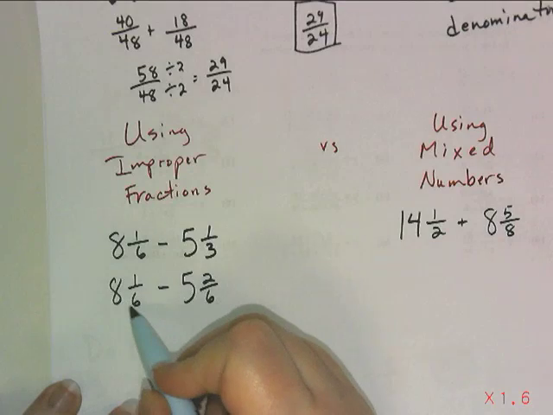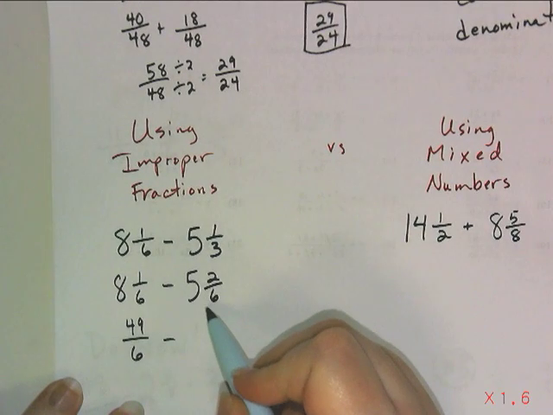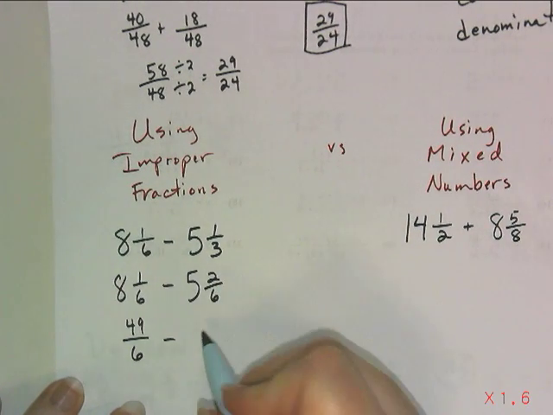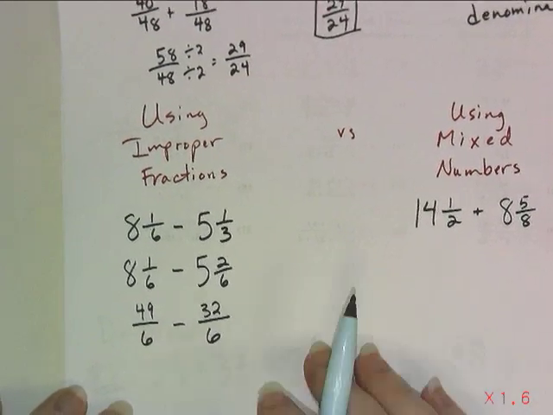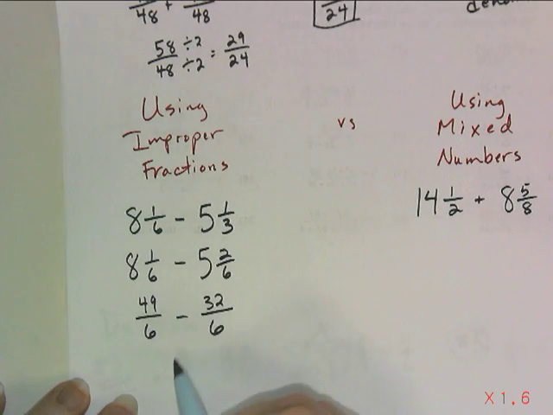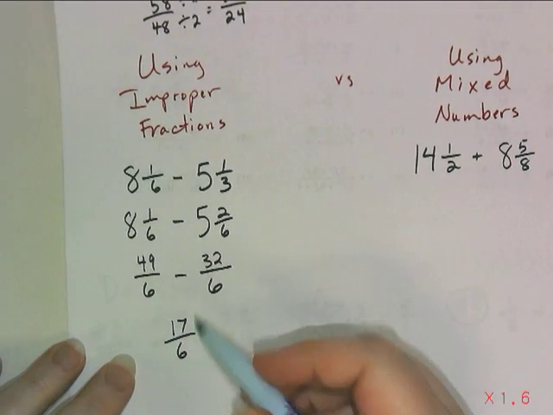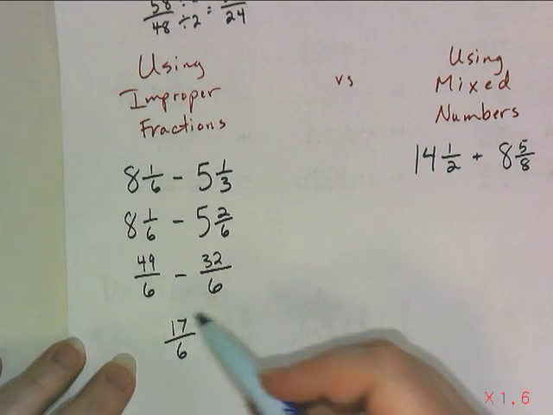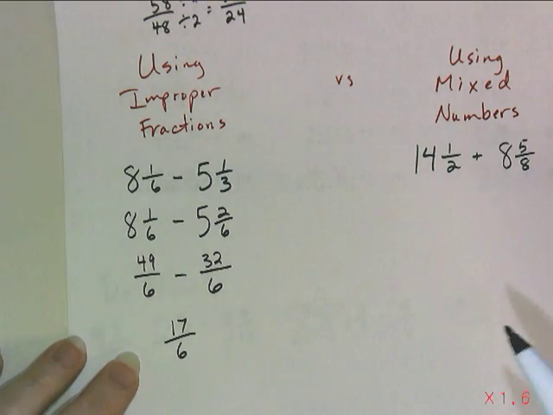8 times 6 is 48, plus 1 is 49. 5 times 6 is 30, plus 2 is 32. And when I subtract those numerators, notice it's pretty easy. 49 minus 32 gives me 17/6, which is my final answer. That can't be simplified. I don't need to change it back into mixed numbers, since this wasn't a word problem.